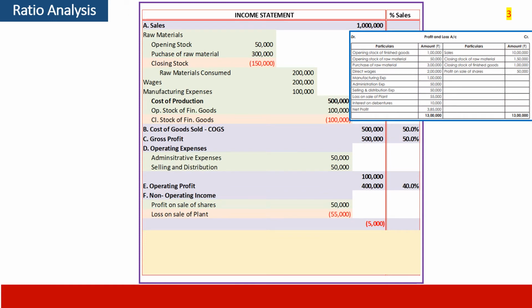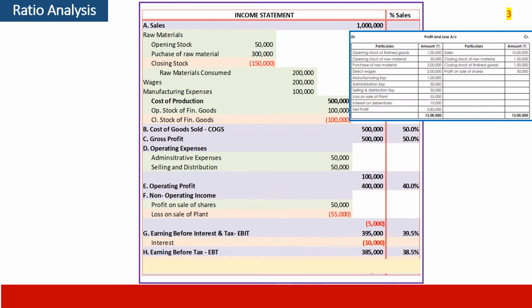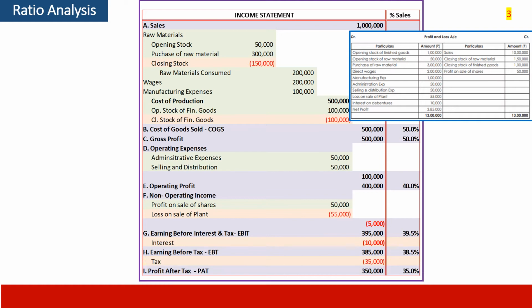And out of operating profits, we go for non-operating income and expenses. Profit on sale of shares, 50,000. Loss on sale of plant is 55,000. Net 5,000. And that gives us earnings before interest and tax, EBIT, 3,95,000. Then we have got interest, 10,000 as an outgo. Earning before tax, interest is already provided for, 3,85,000.